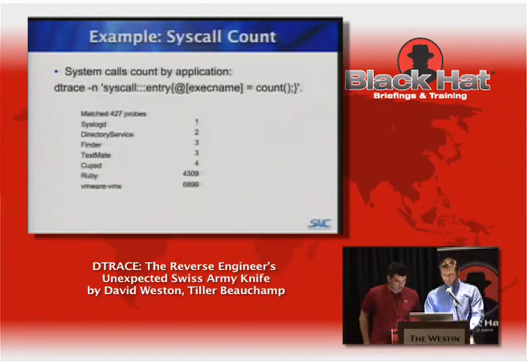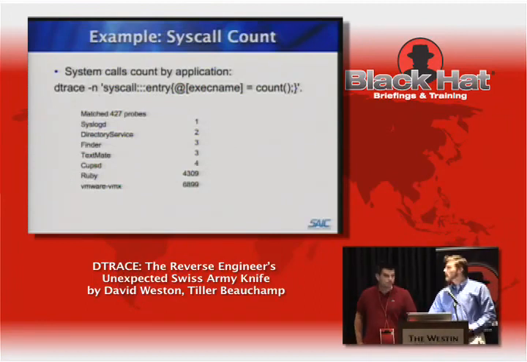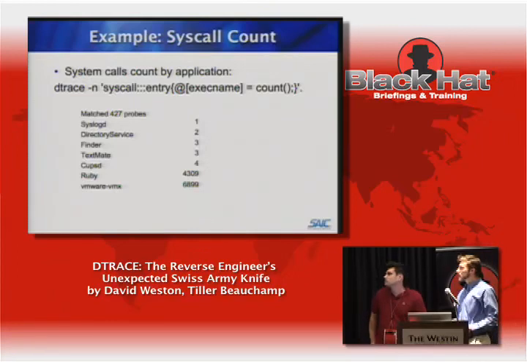Okay, so let's look at a couple examples. This is a small DTrace script. You can see it's one line right there. With the provider syscall, we're tracing all syscalls at their entry point, and we're just going to count the number of times that each application has executed a syscall. So this is the result here.